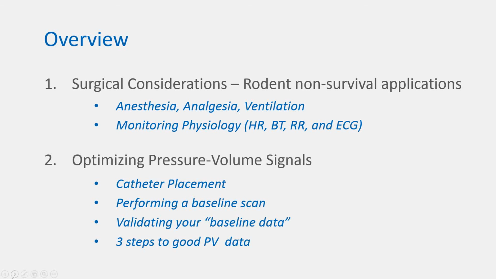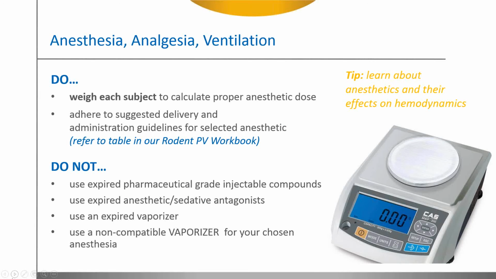Here in the quick overview, I would like to be discussing the best practice and surgical consideration for PV work, and also touch on optimizing PV volume signal, namely on importance of the catheter placement, performing baseline anesthesia and baseline scan, validating your baseline data, and then 3 steps to good collection of the PV data. Our first slide here talks about anesthesia, analgesia, and ventilation.